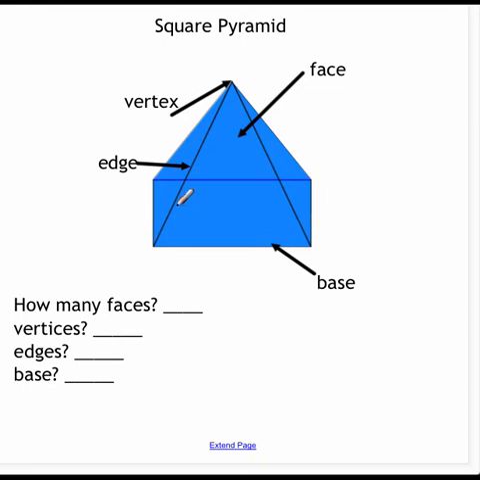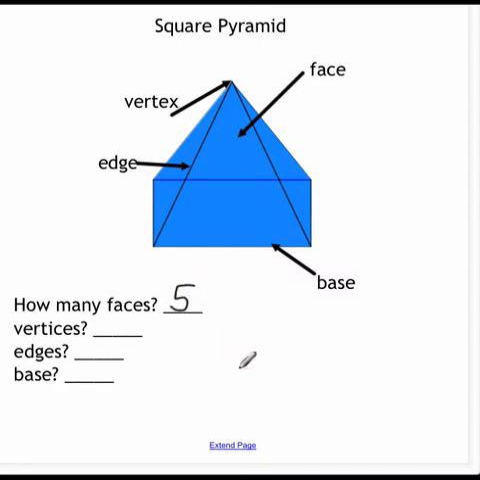The faces are the flat sides of the shape. So I have one flat face right here in the front, and I have another flat face here next to it. I have a third flat face behind it. I'm imagining I'm going around in a circle, and a fourth flat face coming around the other side. Also, I have the bottom base, and that does count as another face because it's a flat surface. So there are 5 faces altogether.